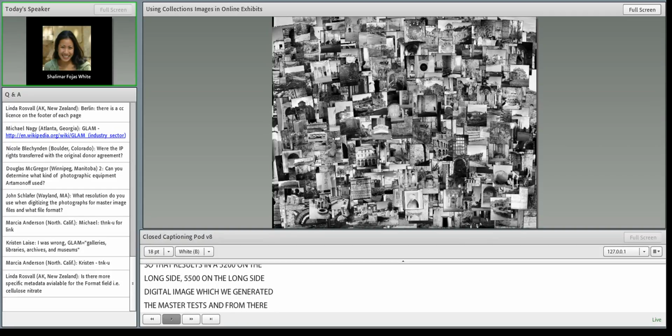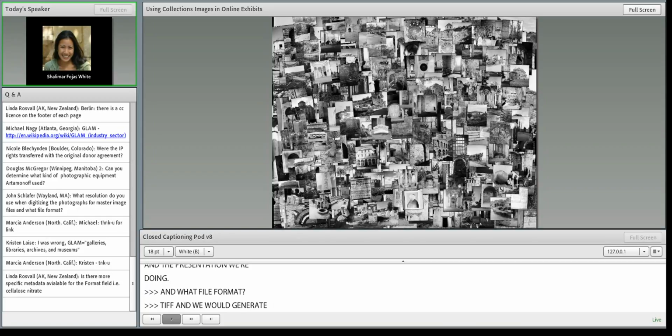Great. And what file format? Was that a TIFF? Yeah, TIFF, and then we would generate JPEGs as access copies from there. Okay. And then on format, I guess Linda's asking about what metadata there is for format. They're black and white prints, right? They're black and white negatives that were originally nitrate.